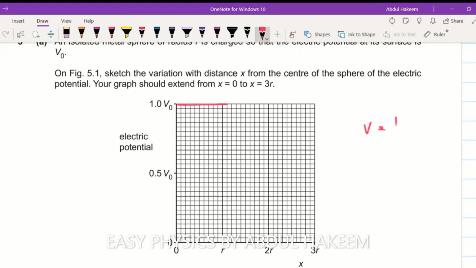V is equal to 1 over 4 pi epsilon naught times Q divided by d. So V and d are inversely proportional. When the distance becomes 2r, it becomes half, so here 0.5. When it becomes 3r, it will be 1 by 3, meaning 0.33. So approximately it is here. So this is the curve.